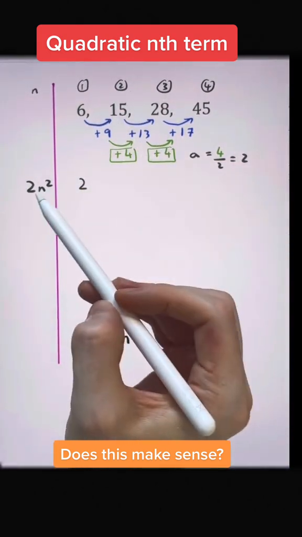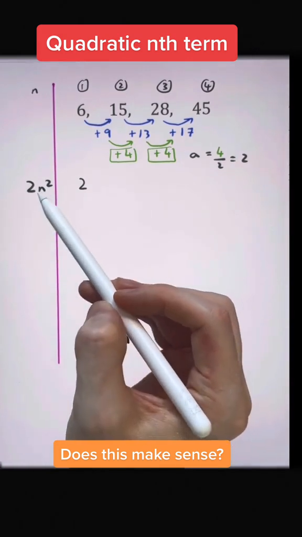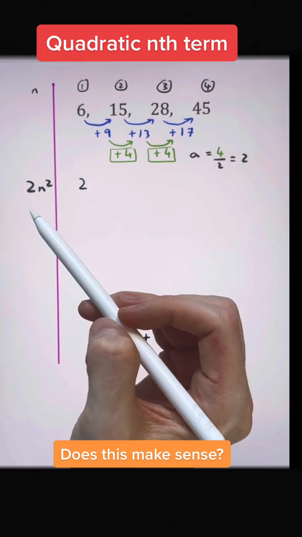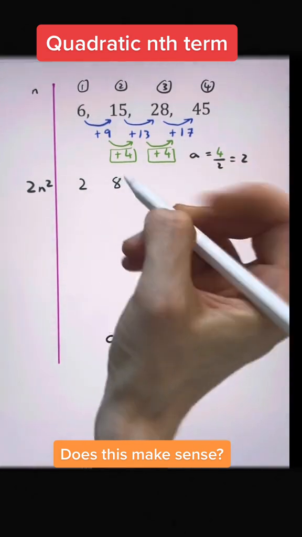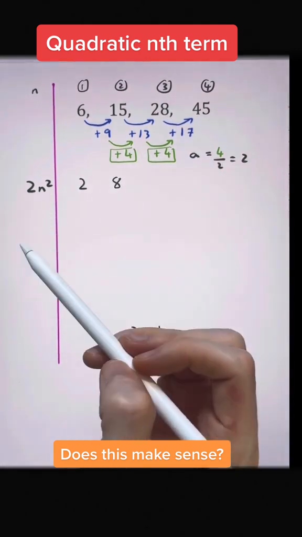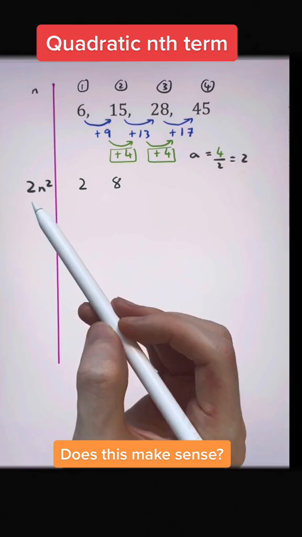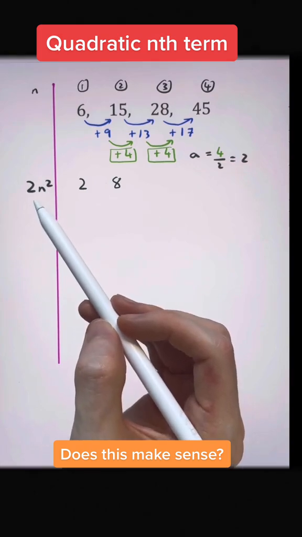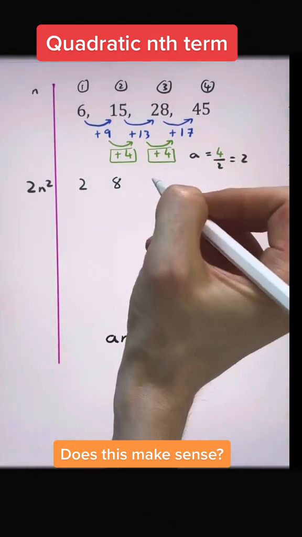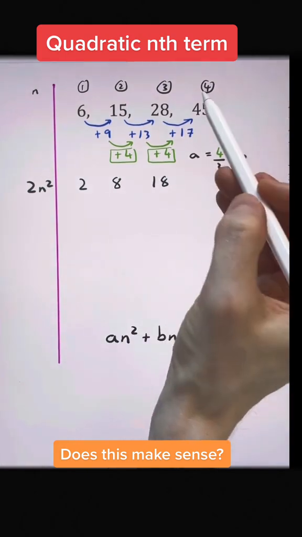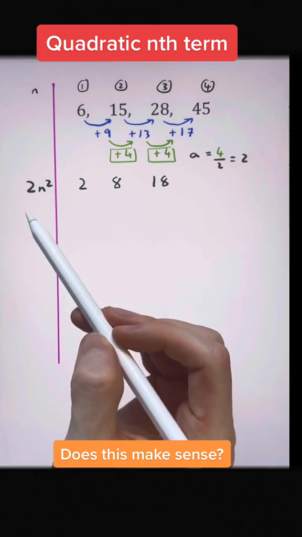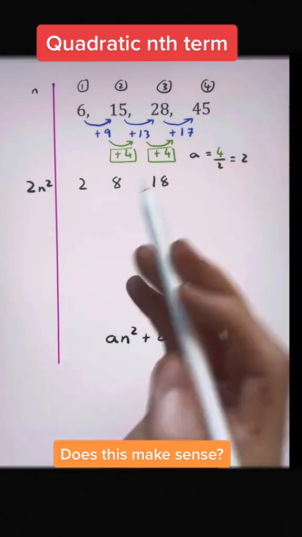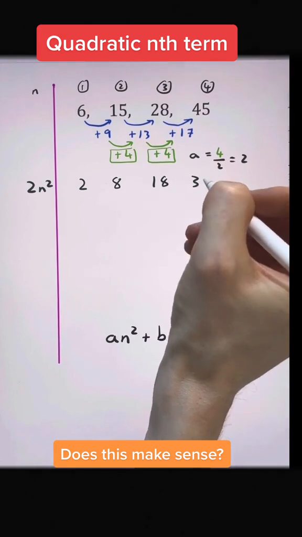If n is 2, substituting again into 2n squared, well if n is 2, n squared will become 2 squared, 2 times 2 is 4, and times by the 2 outside will give us 8. If n is 3, substituting into 2n squared, well n squared will become 3 squared, and 3 times 3 is 9, and 9 times 2 gives us 18. If n is 4, again substituting into 2n squared, well n squared will become 4 squared, 4 times 4 is 16, and 16 times 2 gives us 32.